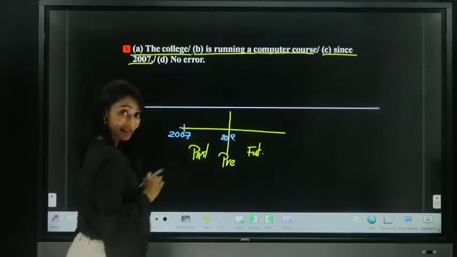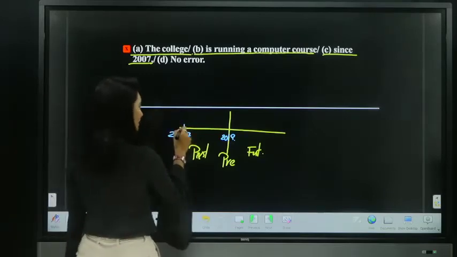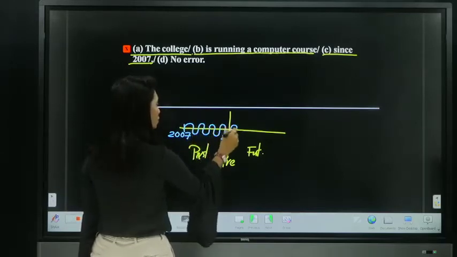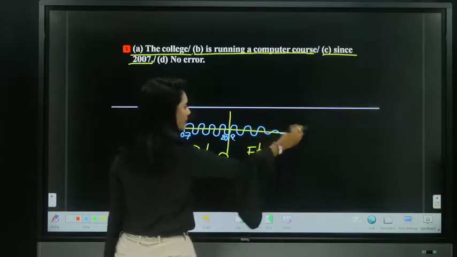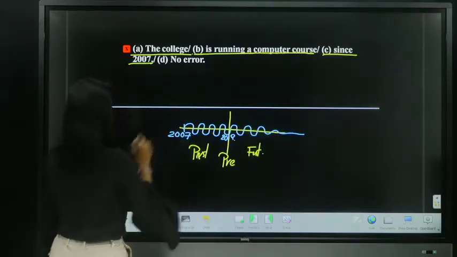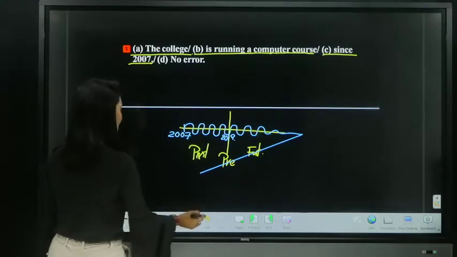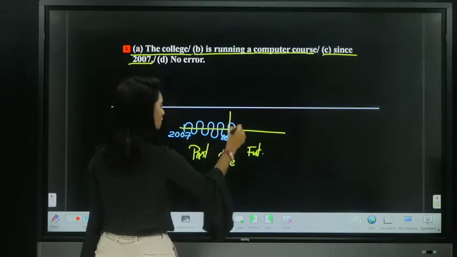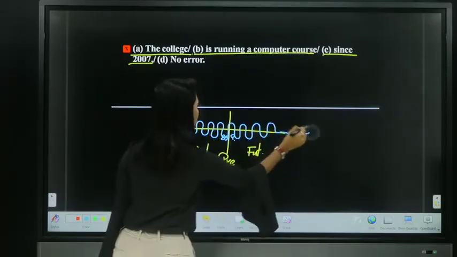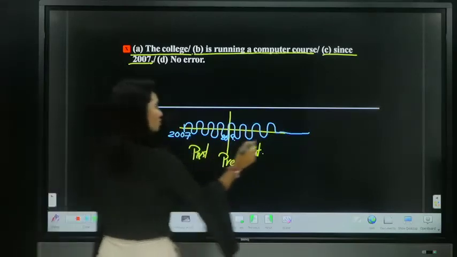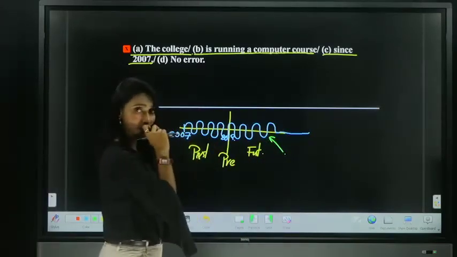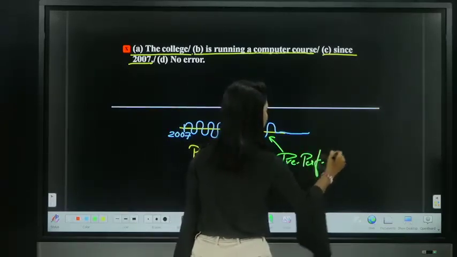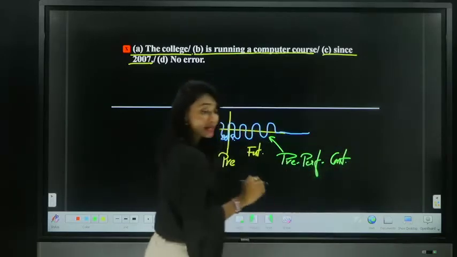So is that action completed? No, the action started in the past and continued and is still continuing. When it ends, somewhere in the future, we do not know. Action started in the past, continuing in the present, and ends somewhere in the future. Started here in 2007, still continuing in 2019, and ends somewhere in the future. We do not know when it ends. Such action should be written in which tense, guys? Present perfect continuous.